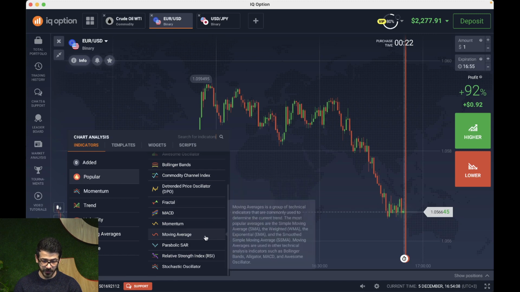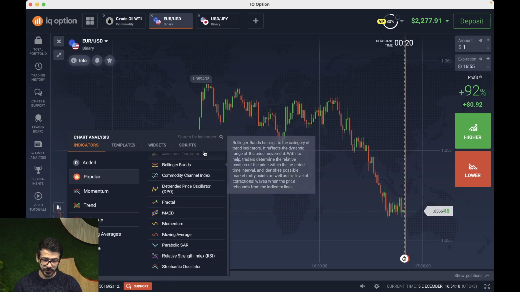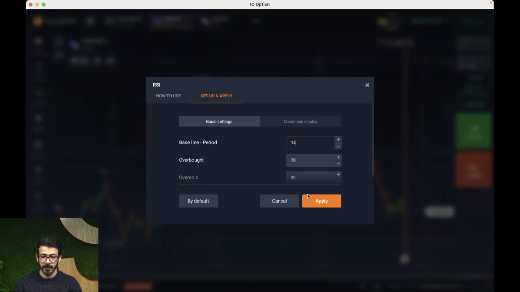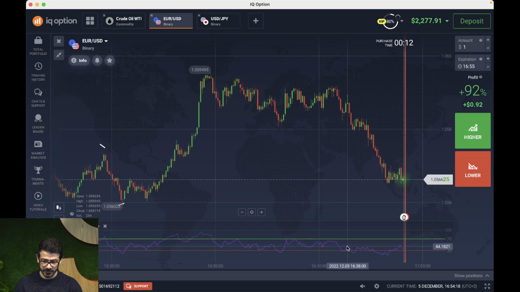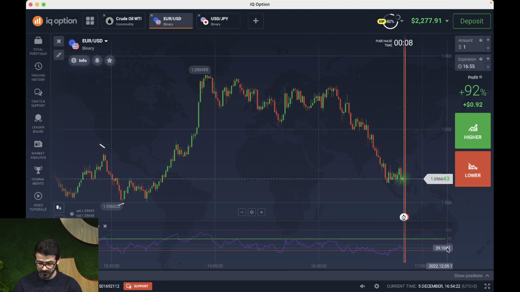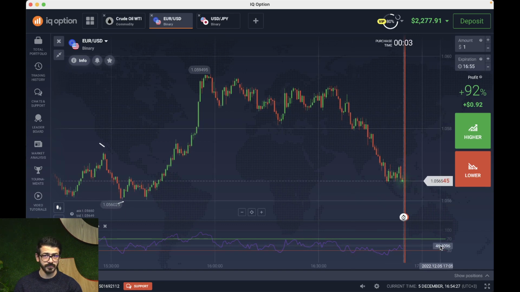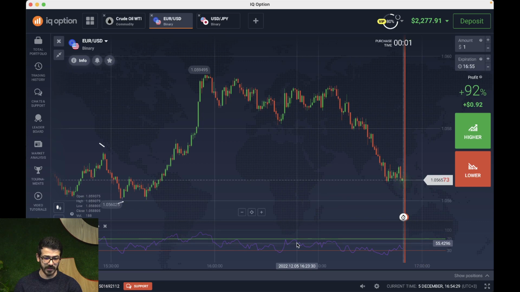It's usually down there. Or we can just write RSI in the search for indicators here, and there it is. We applied it and said it's going to be on the default settings. Applied, and now we see the overbought level is on 70, as we can see here, and the oversold is on 30. These are the default standards, and there's the RSI line.